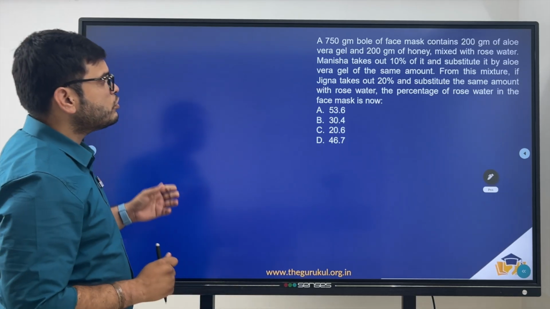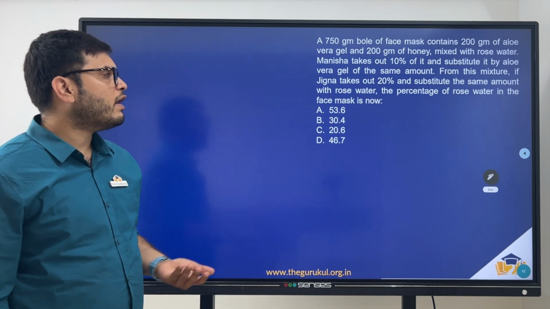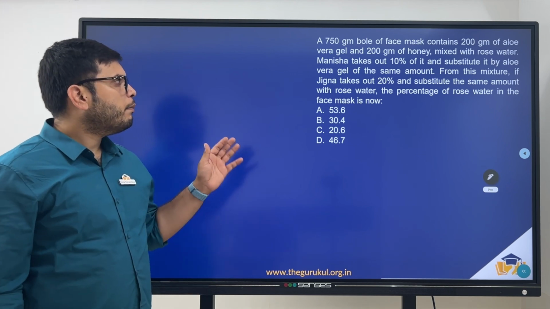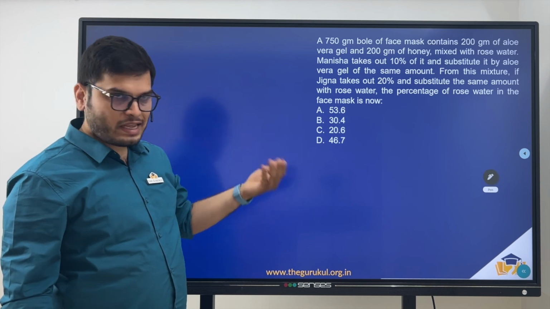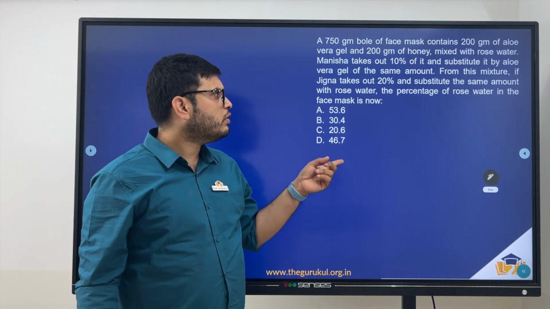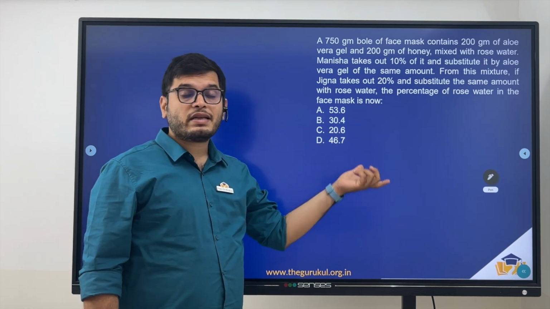Now coming to the first question, a 750 grams bottle of face mask contains 200 grams of aloe vera gel, 200 grams of honey mixed with rose water. Manisha takes out 10% of it and substitutes it by aloe vera gel of the same amount. From this mixture, if Jigna takes out 20% and substitutes the same amount with rose water, the percentage of rose water in the face mask is now.